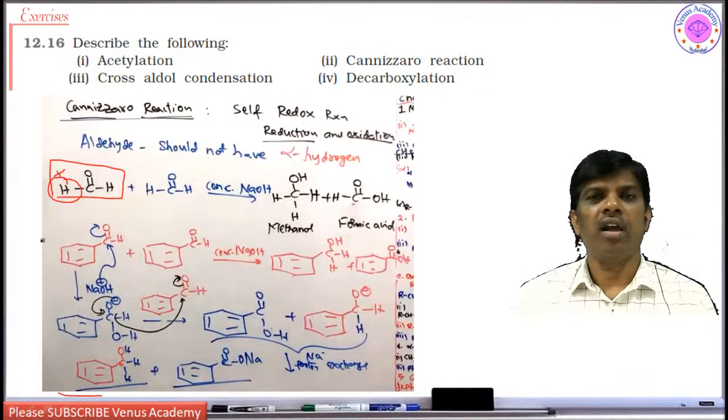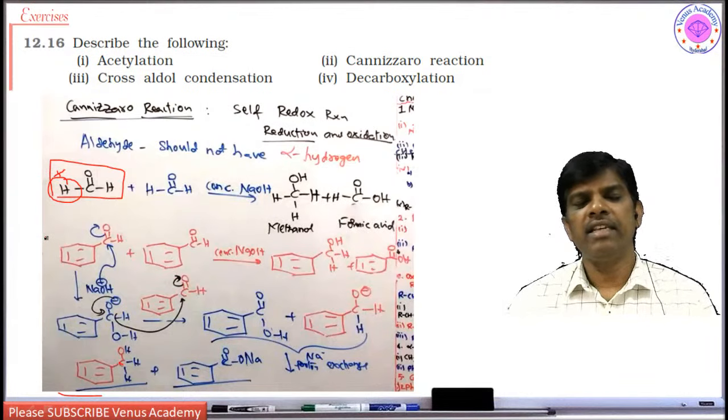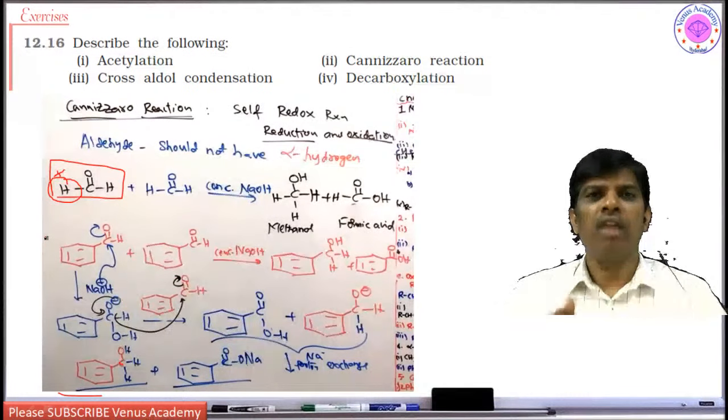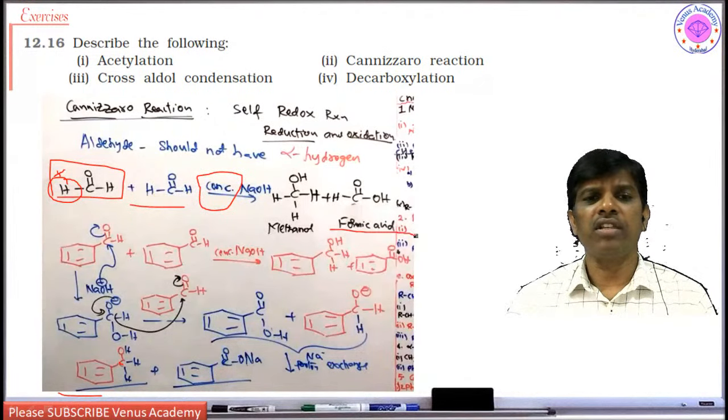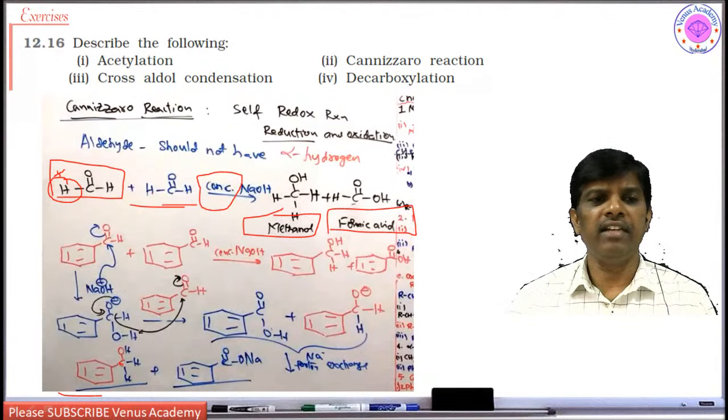So the carbonyl compounds, aldehydes having no alpha hydrogen, in presence of strong concentrated base undergo Cannizzaro reaction to give the oxidized product, that is formic acid in this case, and the reduced product, that is alcohol. This mechanism is explained in detail.